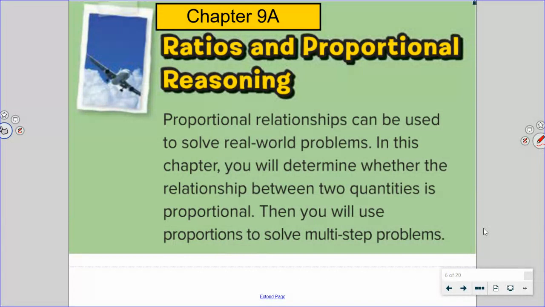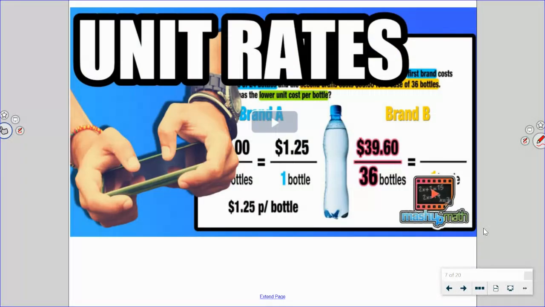Ratios and proportional reasoning. I'm going to read this out loud. You're welcome to pause, read it to yourself. Proportional relationships can be used to solve real-world problems. Now, in this quasi-chapter, not really a chapter, you will determine whether the relationship between two quantities is proportional. Then you will use proportions to solve multi-step problems. So that gives you a little more picture of where we're heading in the future, using it to solve problems.